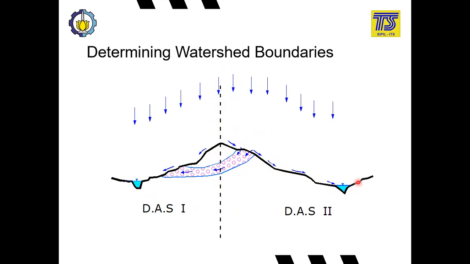But not all will be going into the river, because some of it will infiltrate into the soil. And who knows, the water going inside the soil will go to this right river. Probably it will also reach the other river, who knows. So not all the water in this watershed will go to this river, but some of it will also go to the other river through infiltration into the ground.